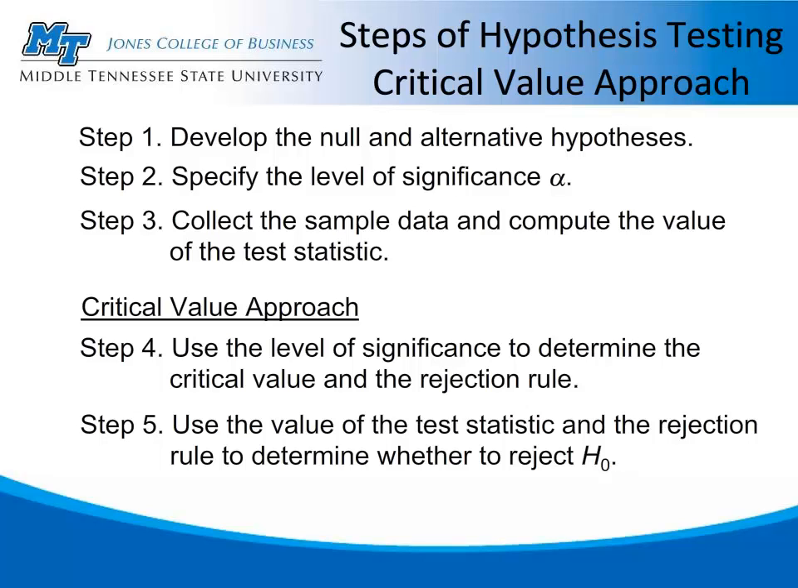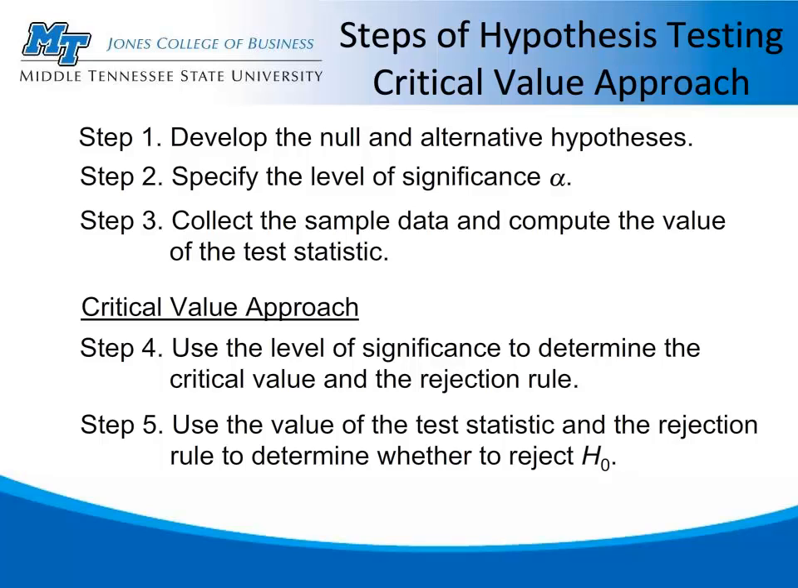Now the first three steps are the same if you're doing the critical value approach. Get the null, get the alternate, figure out what alpha is, collect that sample data, calculate whatever statistics you need based on your test statistic, and then plug in the numbers and compute the value of the test statistic.